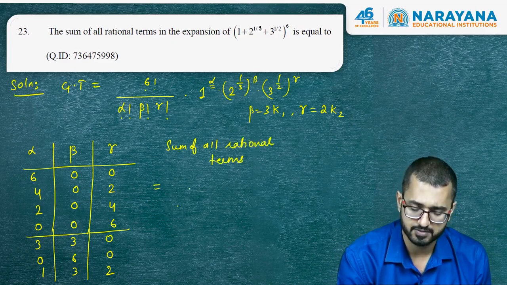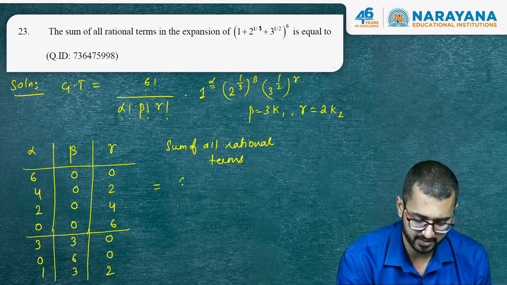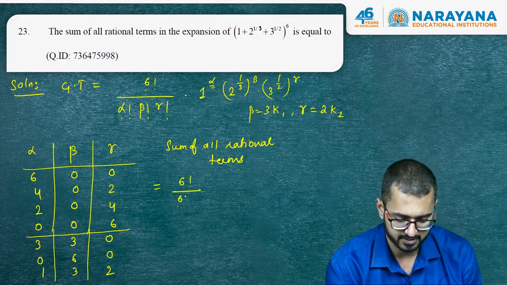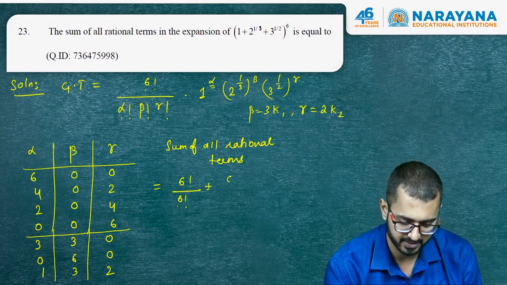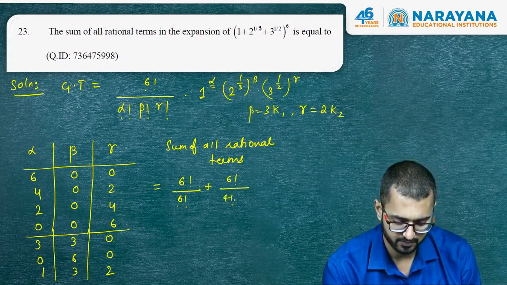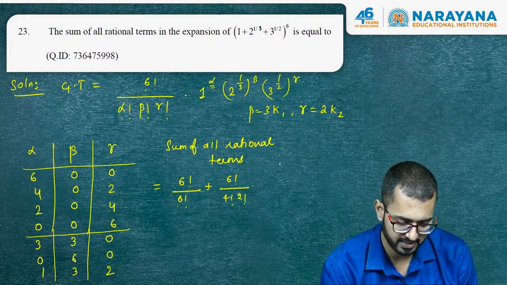So the sum of all rational terms will now be equal to what? Just plug in the values. So 6 factorial by 6 factorial, now when we write down alpha power 6, so gone, plus again next is going to be 6 factorial by 4 factorial 2 factorial.